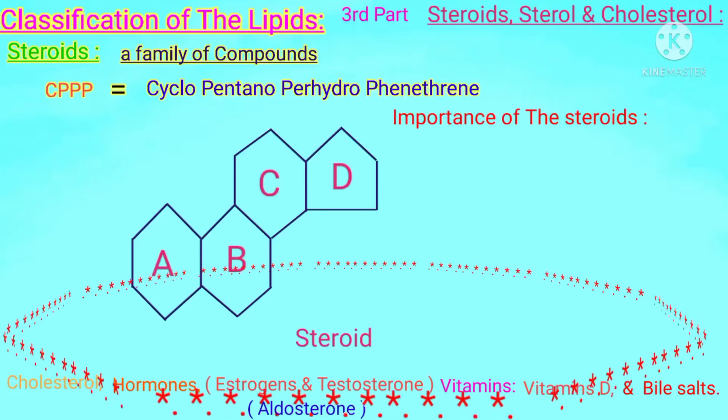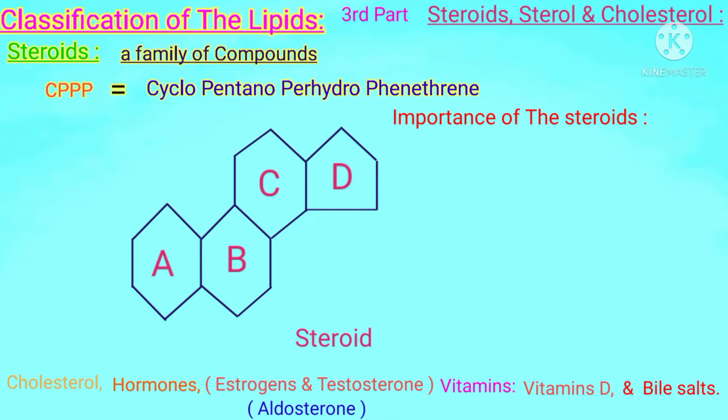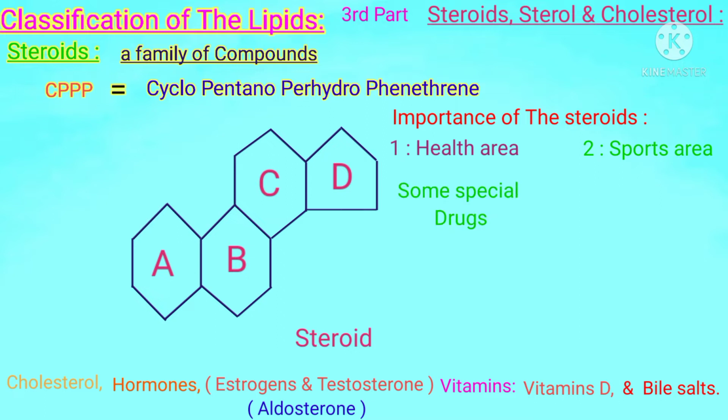Next, we see the importance of steroids. Dear students, most of us have heard the word steroids in different fields. The first is the health field and the second is the sports field. In the health field, doctors and physicians suggest some special drugs to patients, mostly in severe conditions. These drugs are mostly life saving and are called steroids, which is the health related importance, because patients are given steroids to save their precious lives.